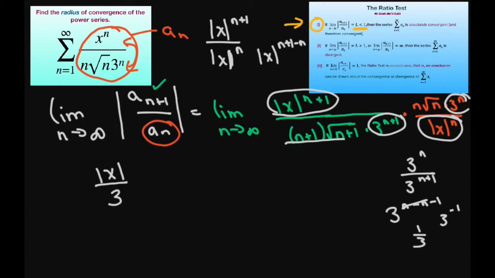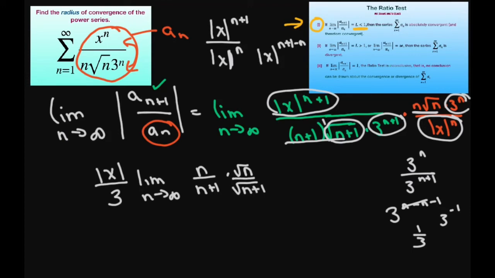Now let's take care of our n's. So basically we have for that, this is to the first power, and this is going to be the limit as n approaches infinity of n divided by n plus 1. Now this right here is just going to be square root of n divided by square root of n plus 1. Now, this right here is just going to equal, let's do absolute value of x divided by 3.